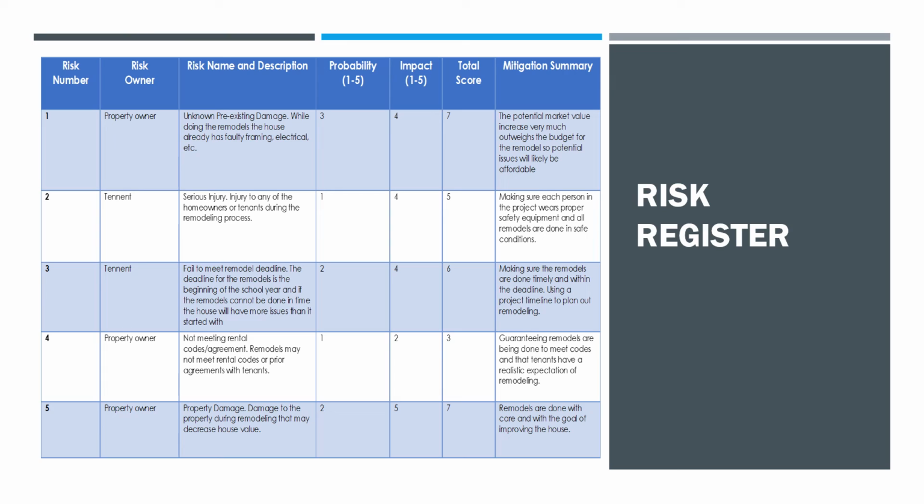Third risk is failing to meet the remodel deadline. Again, it's the beginning of the school year. With proper planning and project timeline adjustments, there should be no problems with that, and that's the mitigation strategy. Risk 4 would be not meeting all of the rental codes or the agreements. The only mitigation for that is doing the research ahead of time and making sure that all of the remodel being done is up to code and that the tenants have realistic expectations.